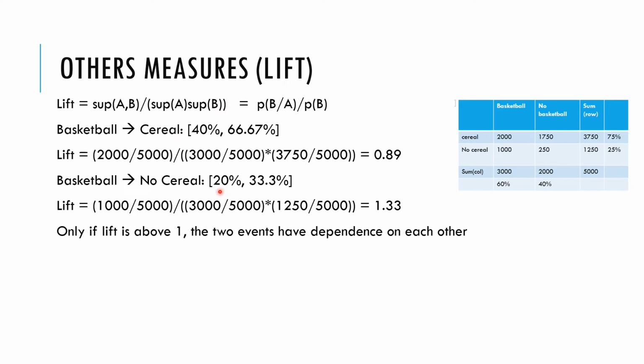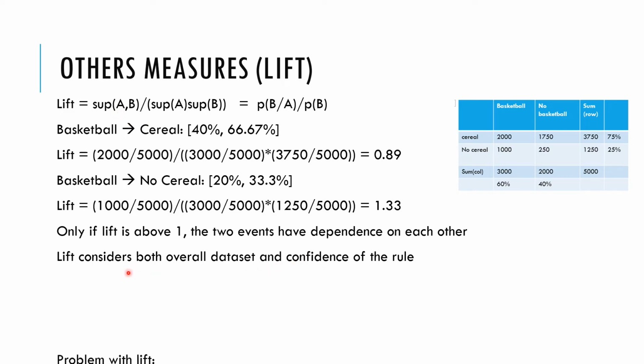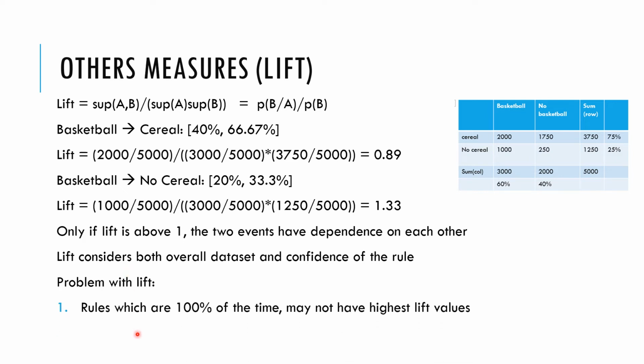So earlier also we saw that this rule performs better and is more accurate than this rule. So lift considers both the overall data set as well as the confidence of the rule, while confidence only considers the support. It doesn't consider overall data, while lift does. But there is a problem with lift as well. The rules which are 100% of the time correct may not have the highest lift values. That is also a problem.